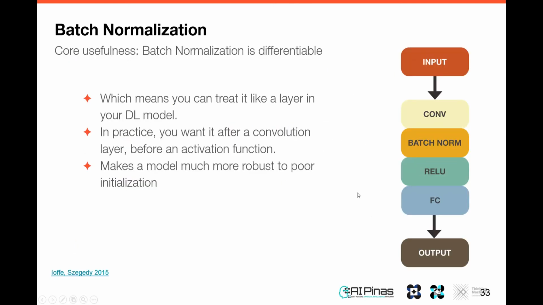So the other really neat thing about batch normalization is that it's a differentiable function, which means you can treat it as a layer in your deep learning model. So here, this little diagram describes a model where we take some input, run it through a convolution layer, run it through the batch normalization layer, run it past a ReLU activation function and through a fully connected network to your output.